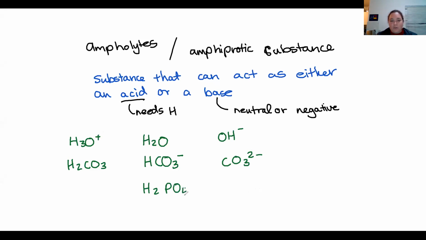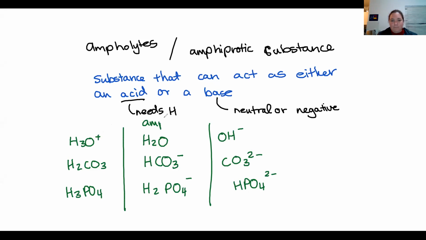H2PO4-, in fact, there are two versions here that can react. So here we could get H3PO4, or we can get HPO4 2-. So you can see here that this is your amphiprotic substance. If it gains a proton, that's what it becomes. And if it loses a proton, that's what it becomes.